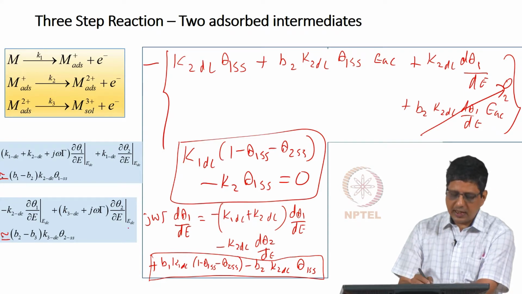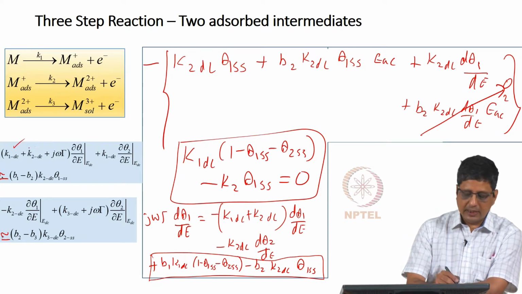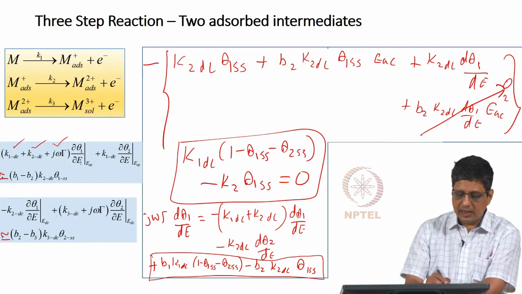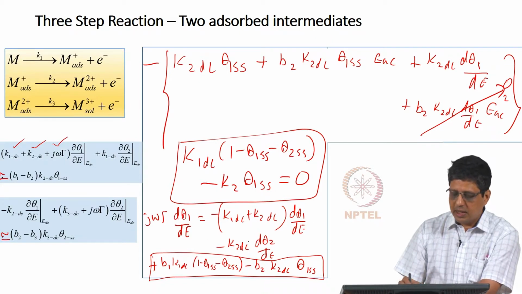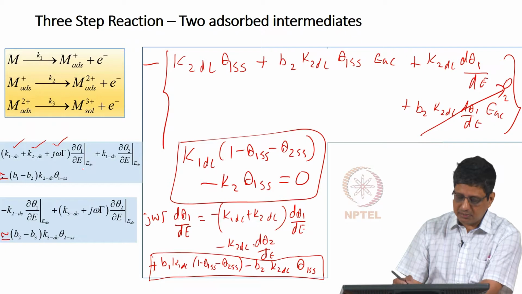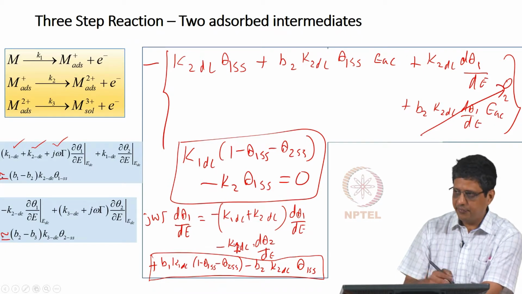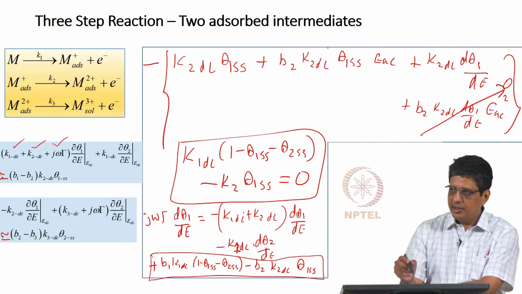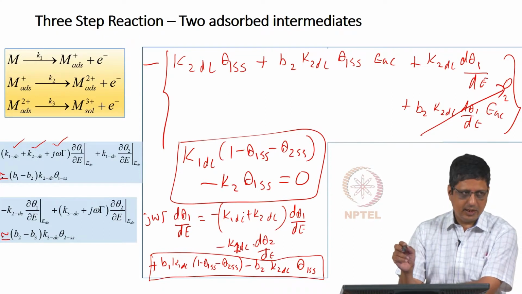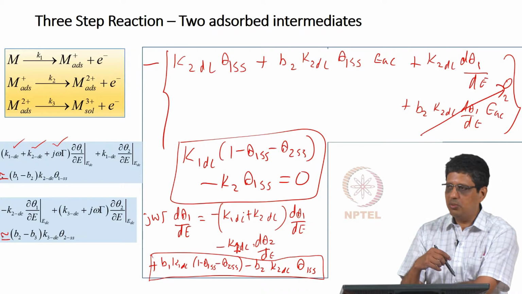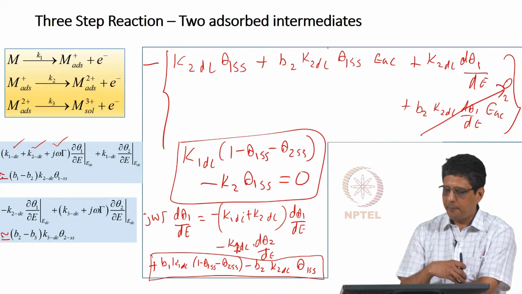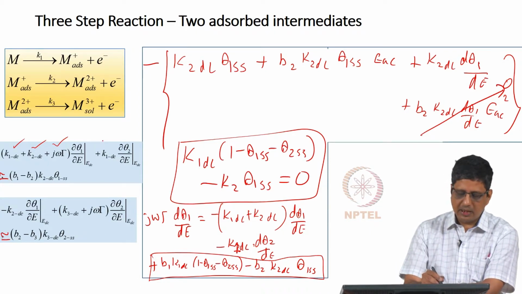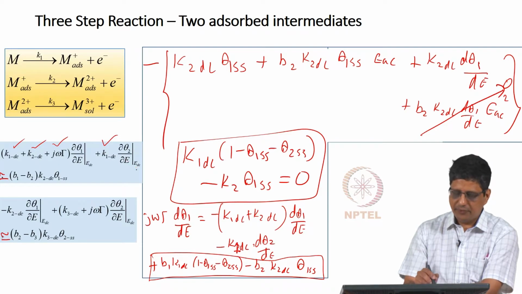I can bring this to the left side, I will get k 1 dC plus k 2 dC plus j omega gamma d theta 1 by dE. I can bring this to the left side, that becomes, actually I am sorry, this is k 1 dC, correct, because this has come from k 1 1 minus theta 1 minus theta 2, from that only we got d theta 2 by dE. So, this comes to the left side, it becomes k 1 dC d theta 2 by dE.